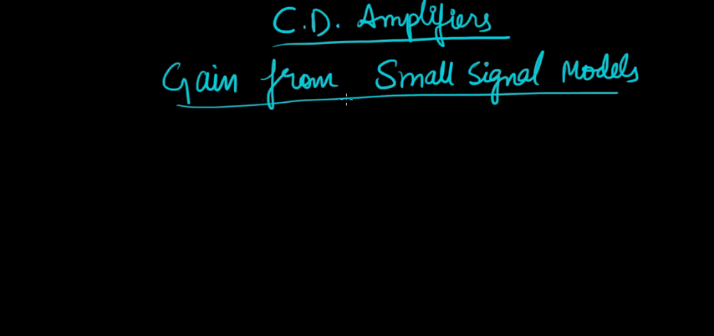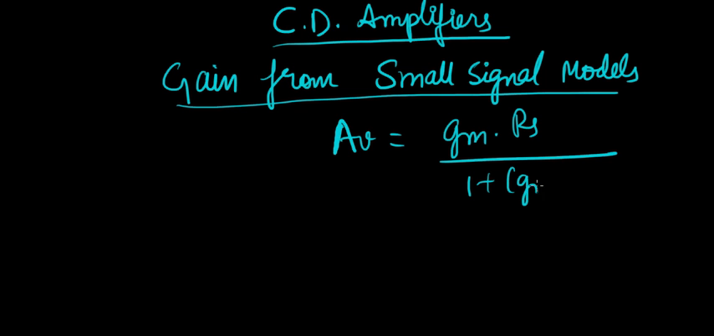We're continuing from where we left off last time. We derived the gain equation to be GM times RS over 1 plus GM plus GMB times RS. So this is the gain equation we derived last time. Let me put that in a nice box here.